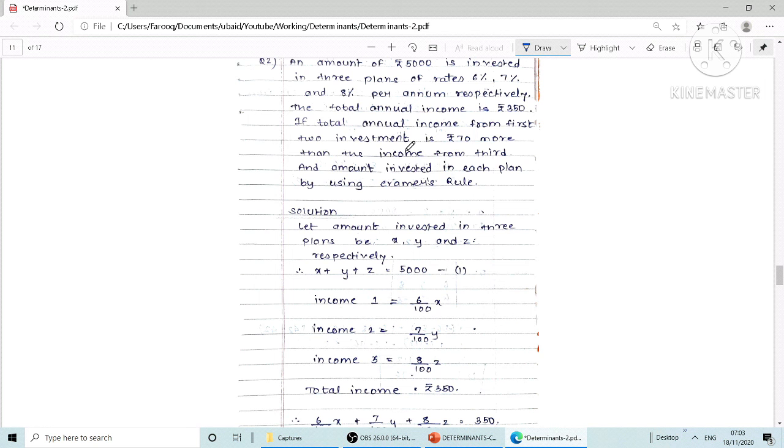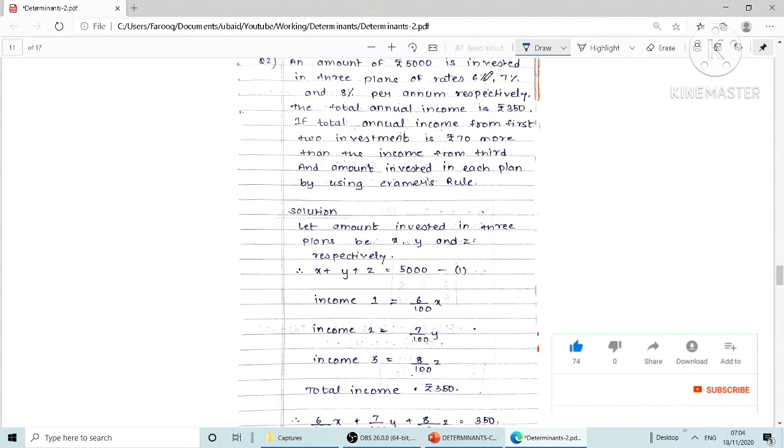Let's take the amounts invested in the three plans as x, y and z. So the first equation we will get is x plus y plus z equals 5000, the amount invested. First equation we have found.